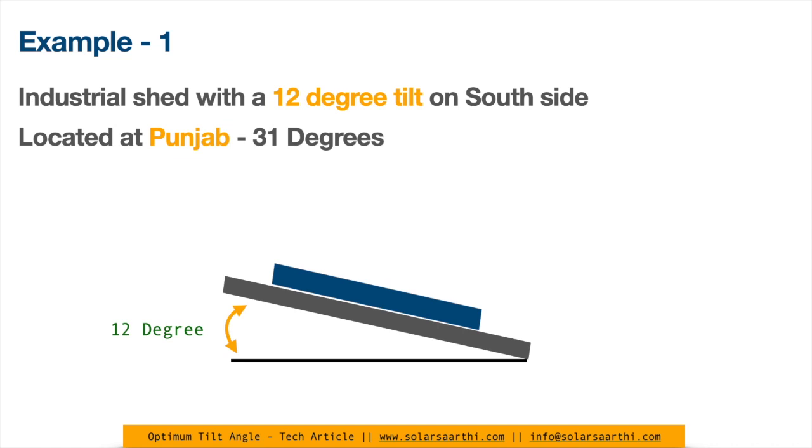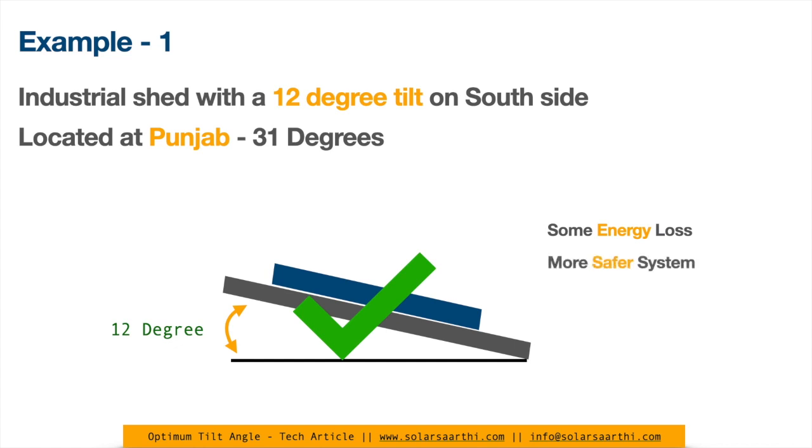However, if I place my modules just parallel to the existing roof, that is at 12 degrees, without adding any extra structure, I am on the safer side. I am not increasing the weight over the shed with an extra structure. I am not increasing the impact of wind over my solar PV structures. So by doing that, we are compromising with some energy losses. My performance would be low in this scenario, but my system would be safer.